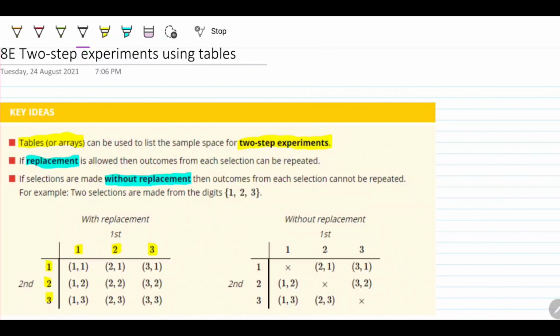If you pick a 2 the first time around, you can pick a 1, so you get 2,1 as a combination, but you cannot get 2,2 the second time around. If you pick a 3 the first time around, you can get 3,1 and 3,2, but you cannot get the combination 3,3. The key idea here is with replacement, you can get duplicate numbers. Without replacement, you cannot get duplicate numbers.